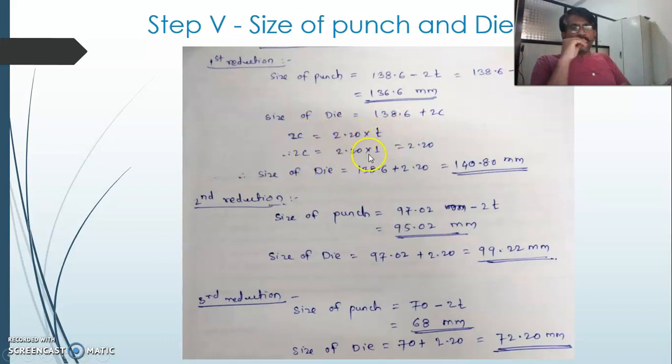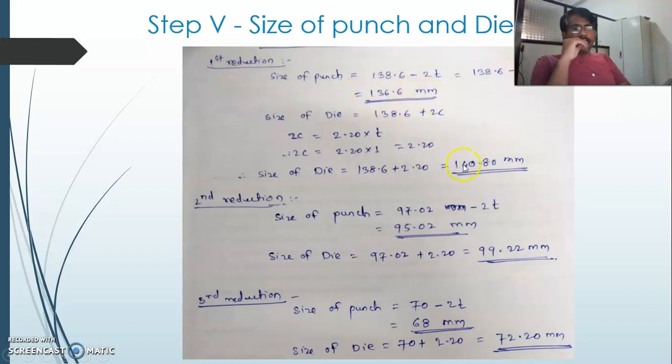So thickness in this case is provided as 1 mm, so the 2c value for this die becomes 2.20 into 1 mm thickness, that is 2.20 mm. So the final size of the die in the first reduction becomes 138.6 plus 2.20, that is 140.80 mm. So the first reduction operation will be provided with the die size of this diameter and the punch size of this diameter.